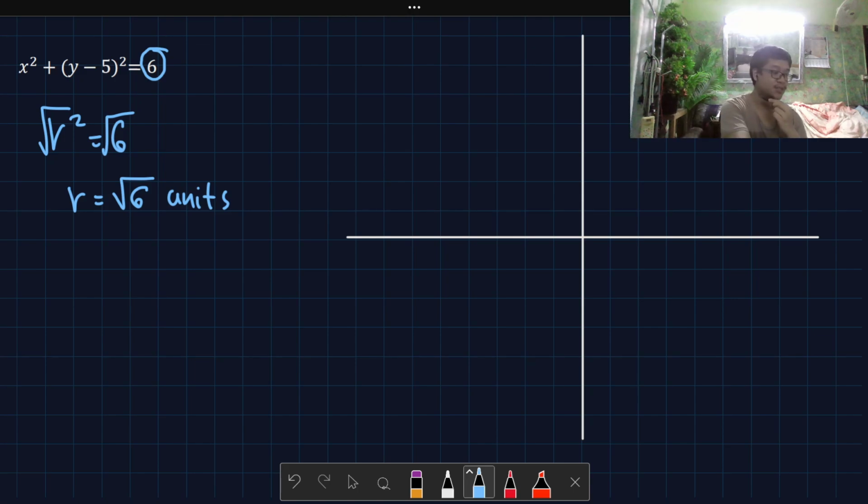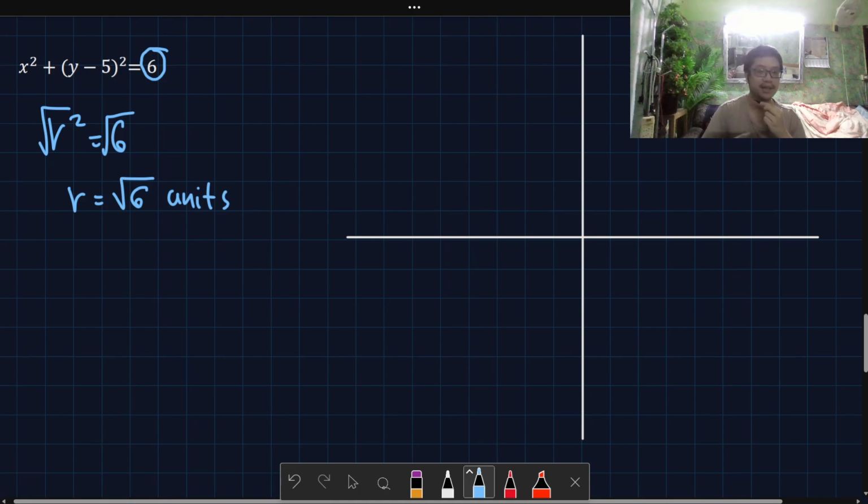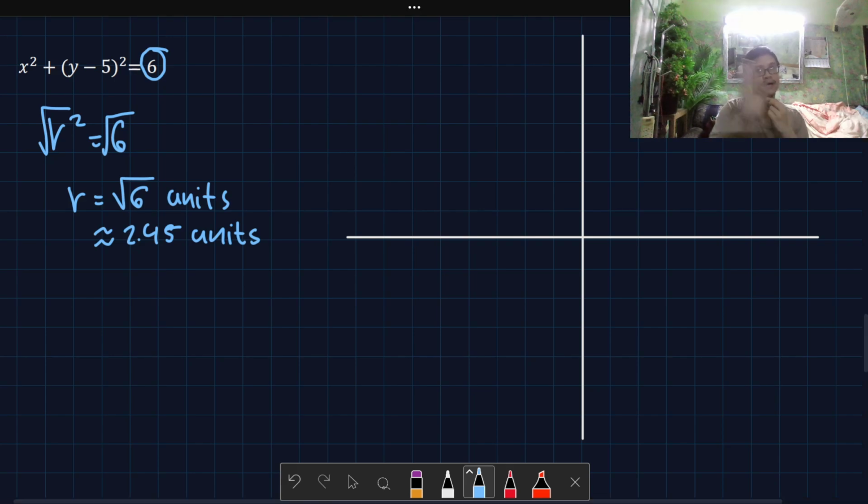But if you're going to graph it, what are we going to do? We can just simply round it off, to estimate the length of the radius. So it's either in one decimal place or two decimal places. So for me, I would rather do it in two decimal places. So the radius here is approximately 2.45 units long. So that is how long your radius is. All right. So later I'm gonna explain how you would graph this one.